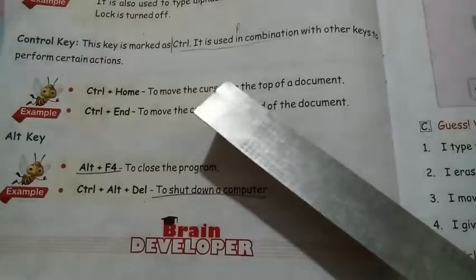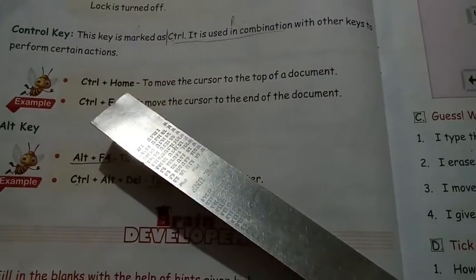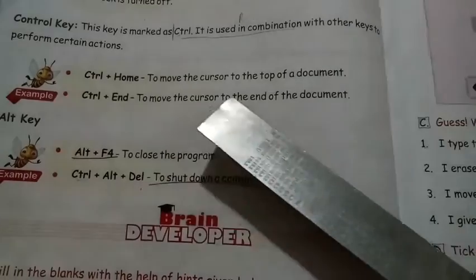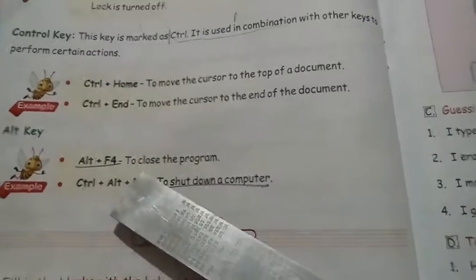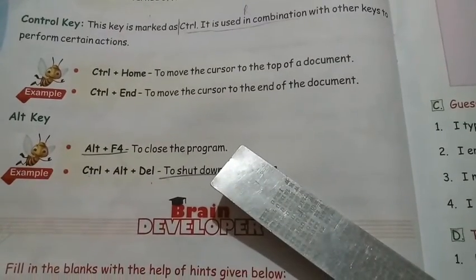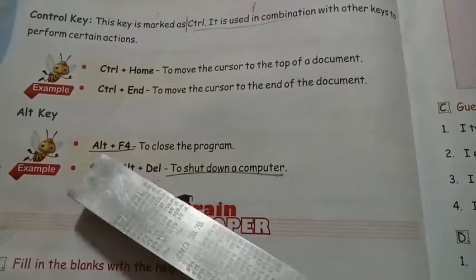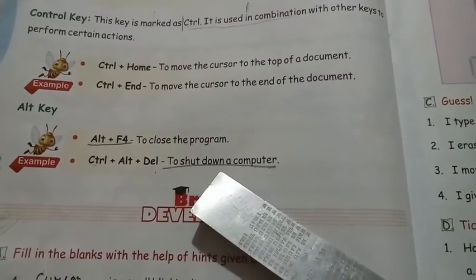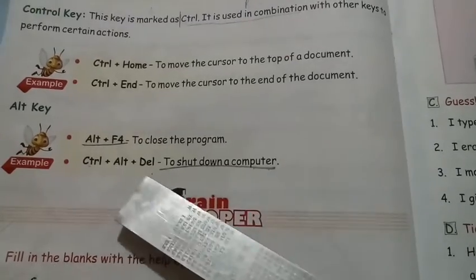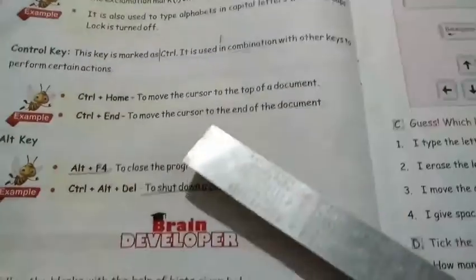To move the cursor to the top of the document we have to use shortcut key Ctrl plus Home. Okay, to move the cursor to the end of the document, Ctrl plus End. To close the program which is running, if you want to close that one particular program, so you have to use Alt plus F4 function key. And to shut down the computer, अब अगर आप अपने कंप्यूटर को शट डाउन करना चाहते हैं, so for that you have to use these keys, Control Alt plus Del key. Okay, so please all of you learn it.